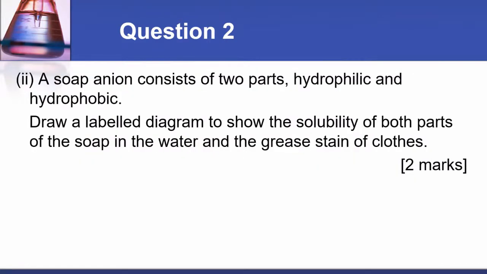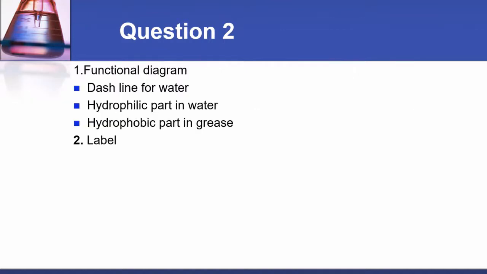For question 2C2, a salt anion consists of two parts, hydrophilic and hydrophobic part. Draw a labelled diagram to show the solubility of both parts of the salt in the water and the grease stain of clothes. So your answer should have a functional diagram, which consists of dashed line for water. Hydrophilic part must be in the water. Hydrophobic part must dissolve in grease. And then labeling must include water, grease, hydrophilic part, hydrophobic part.